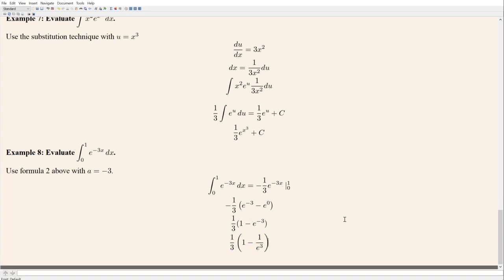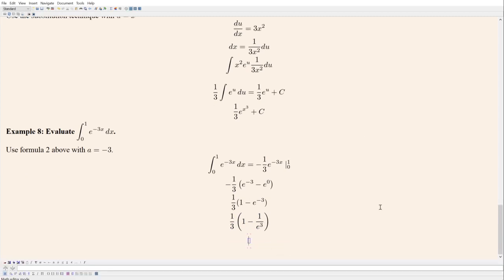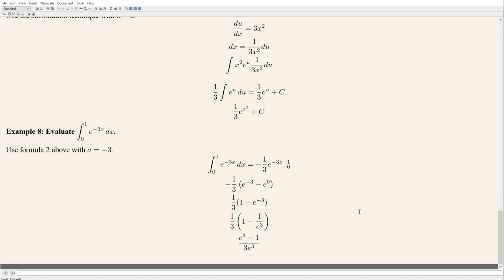How's that for pedantic? If we really want to get gross with it, we can take this and combine it in a single fraction. Right? Because common denominator is e cubed, and then on the top we would have e cubed minus 1, and then multiply that by 1/3, so it's just a 3 down there. Yeah. I don't know. I don't care.